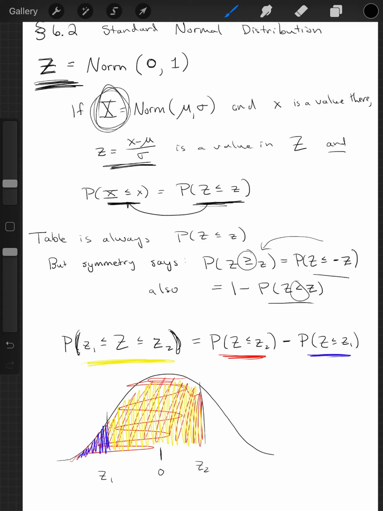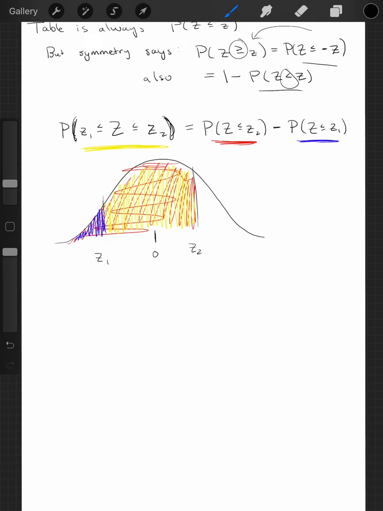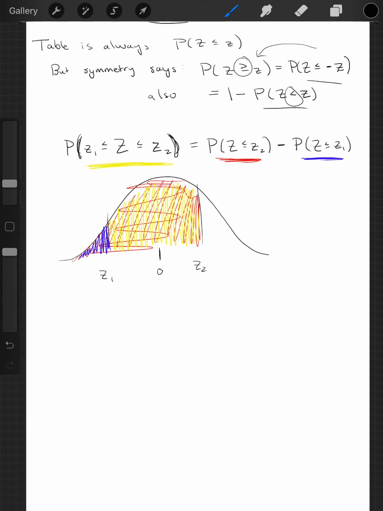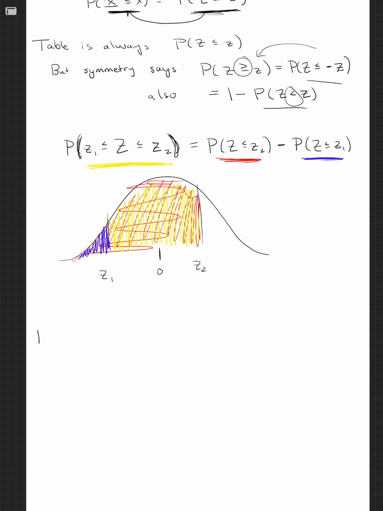So that's if we want to use the table, right? Because the table is always going to be talking about less than or equal to, so we have to put it in that form. If we're not dealing with the table, right?